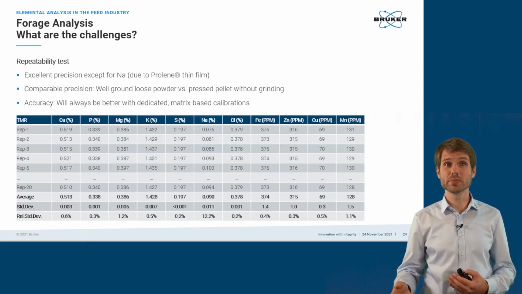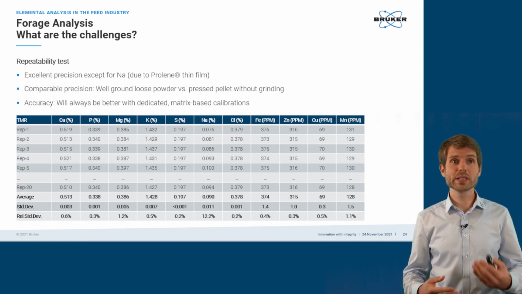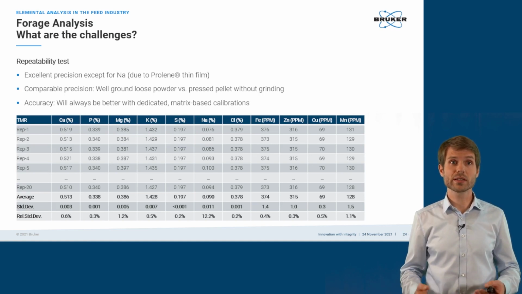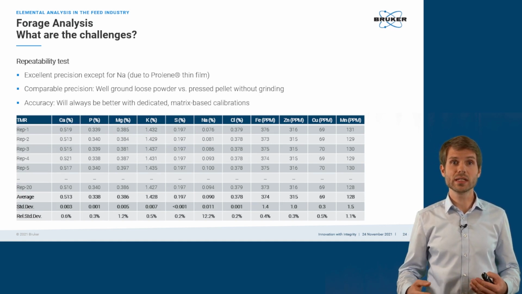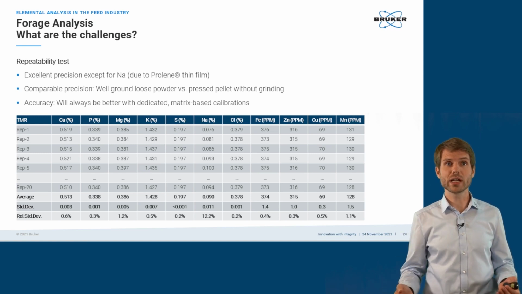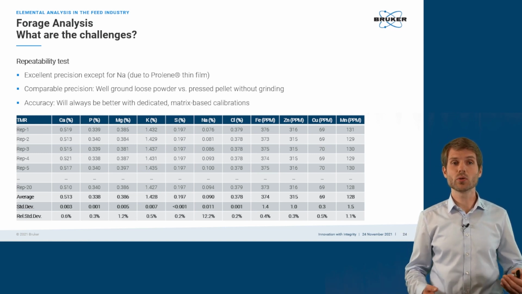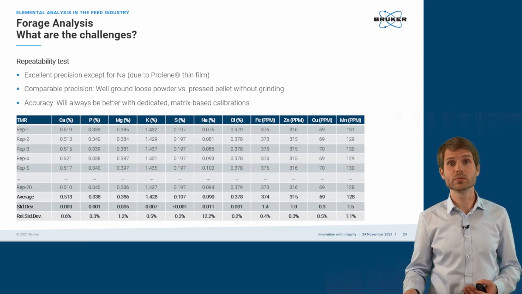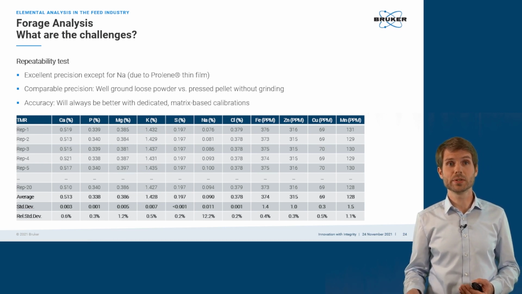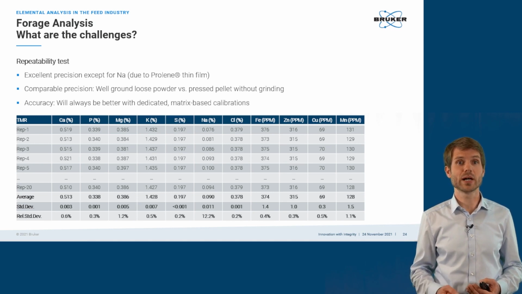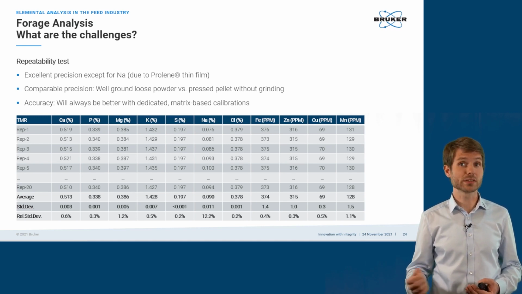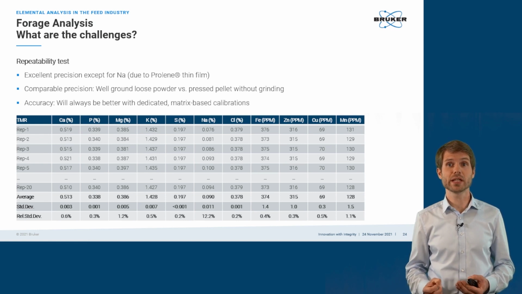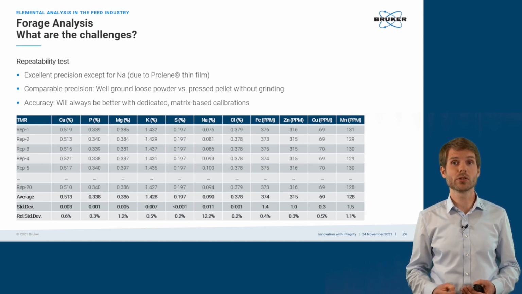And what about the repeatability? Well, the repeatability is also really good. If you look at the numbers down there, you can see that for most elements, we are in a similar range as for the pressed pellets, so typically below a percent relative, or sometimes even far below. The only main difference is sodium, and there's a very clear explanation for that. You see more than 10% relative standard deviation.